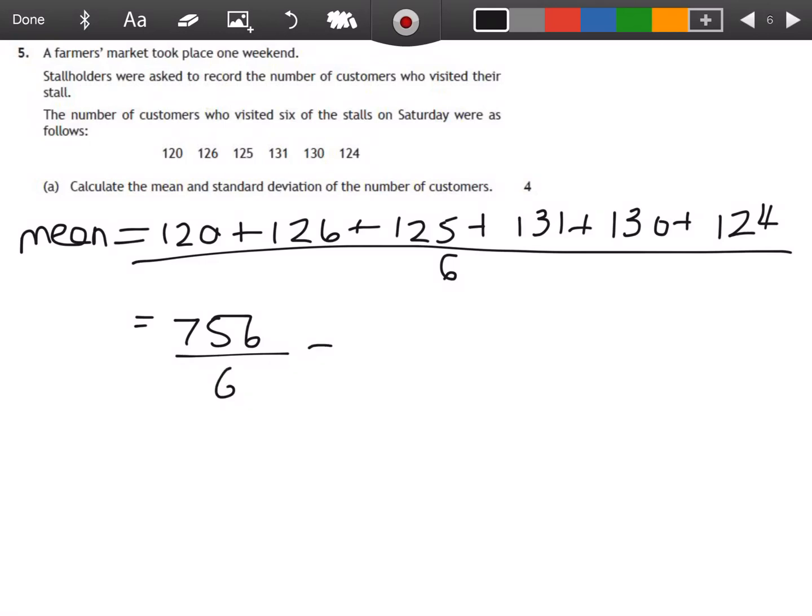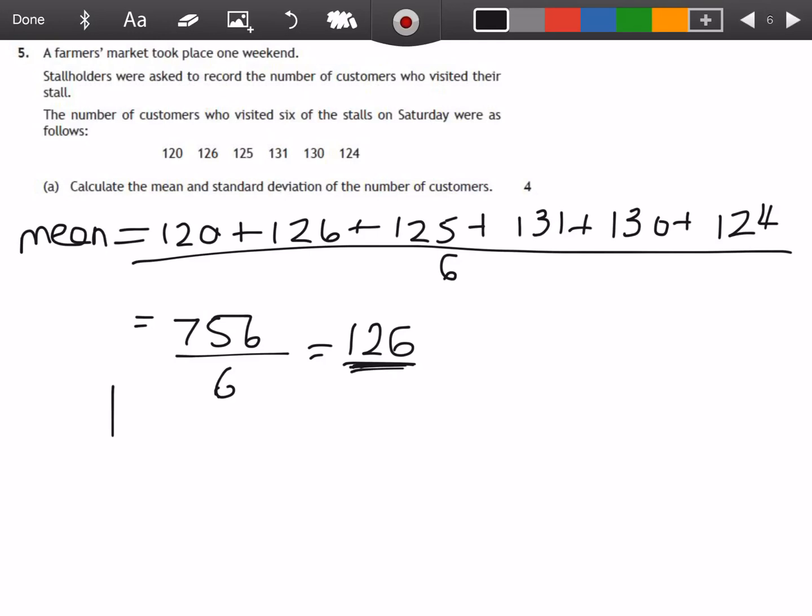756 is the total. We're going to divide by 6 because there's 6 numbers. Divide by 6 and it's 126. So as I said, if that worked out as a decimal number, it makes the standard deviation a lot more complicated, and chances are they don't tend to do that, okay? So if you get a decimal number, I'd go back and look again. Right, the standard deviation then.